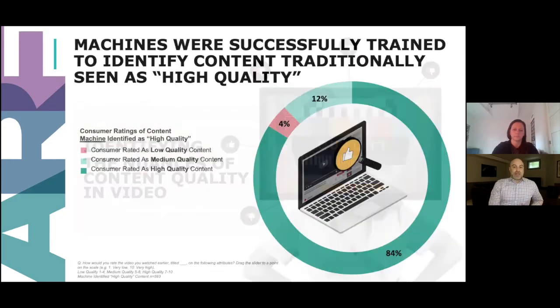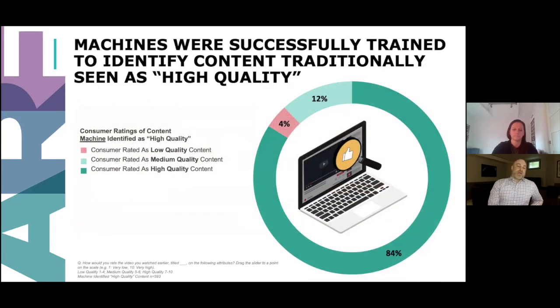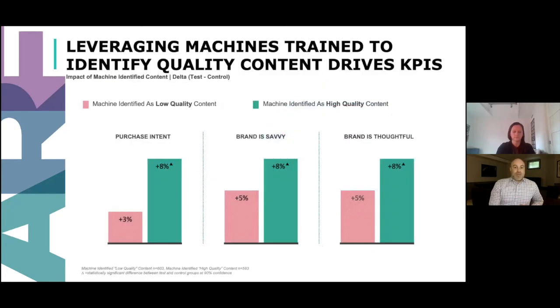So we started off by working with our human in the loop algorithm to be able to identify what would be traditionally considered high quality content. And the machine learning did its job. A vast majority of those who watched videos that were identified as high quality rated them as high quality. And as we expected, that content performed both for lower funnel metrics like purchase intent, which we just looked at prior, as well as for brand attributes, which is important as far as alignment goes.